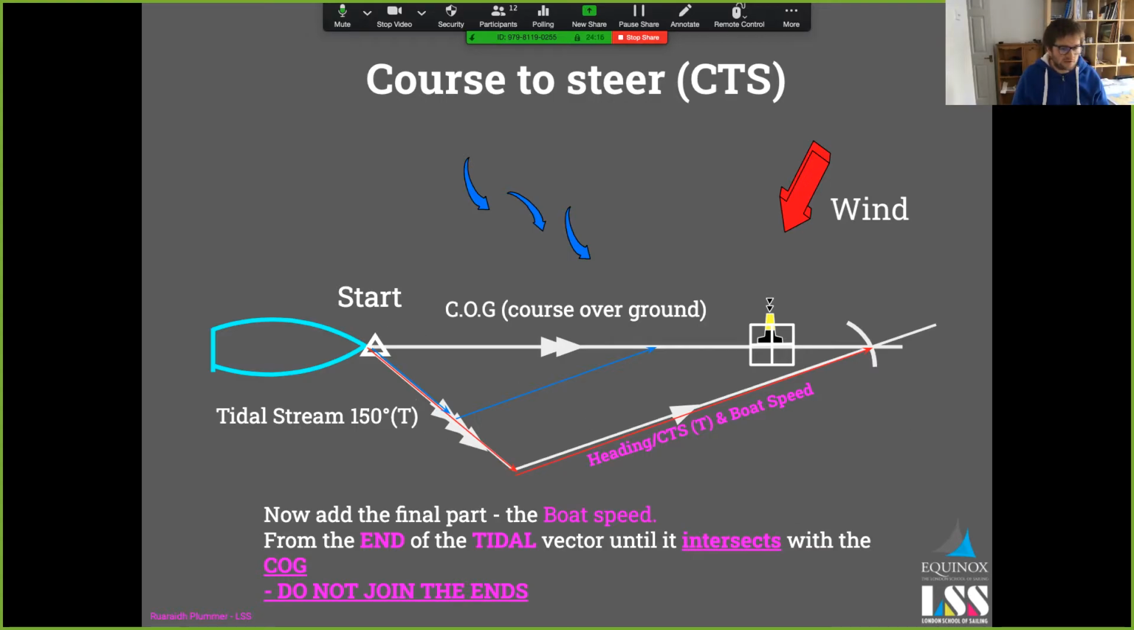So if my tidal vector was really short, say I've just got that much tide, and my 6 knots of boat speed for the hour is that, then you can see the angle is going to be considerably shallower, and it's not going to be as different from the course over ground. If you had the same tide in a boat that could do 12 knots, that would be back to normal, wouldn't it? Don't worry, we'll come on to more examples of this.